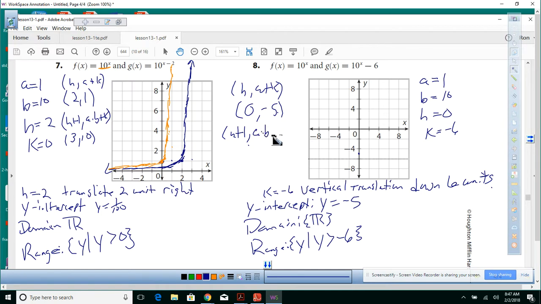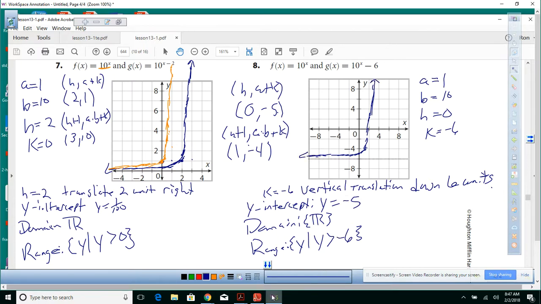So we're going to have 0 plus 1 is 1. a times b is 10, minus 6 is negative 4. So here we go, and then 1, negative 4. And it's going to look something like this right here. And then it's going to shoot up. There we go.